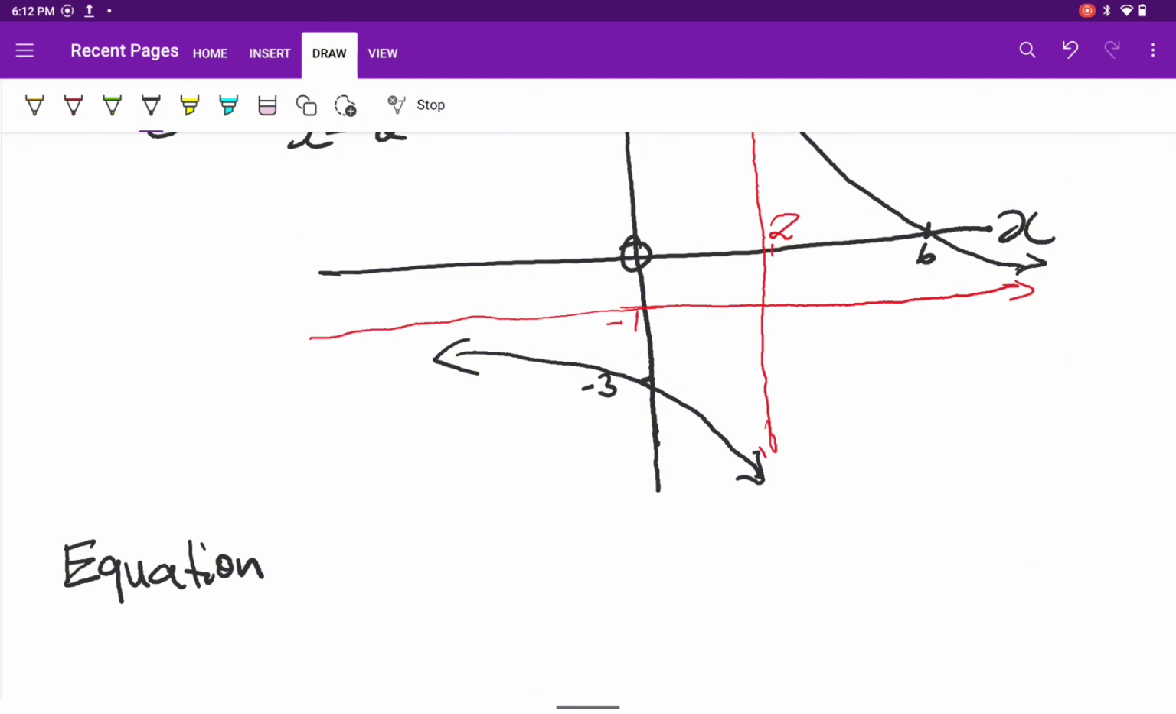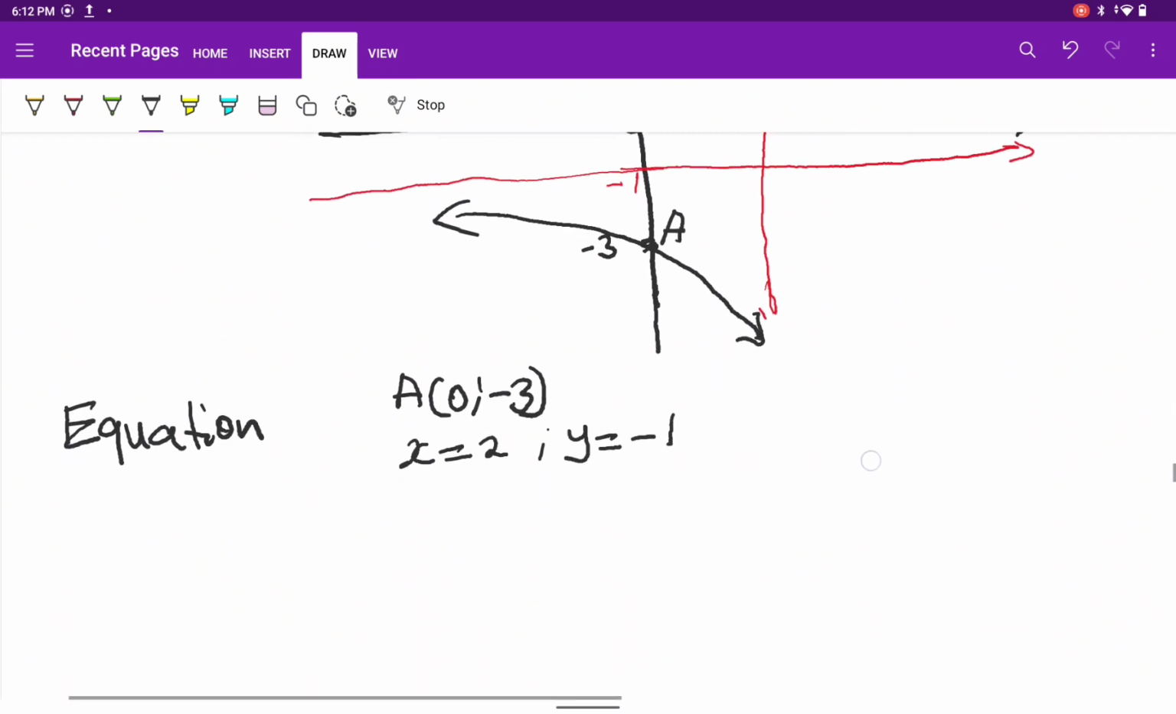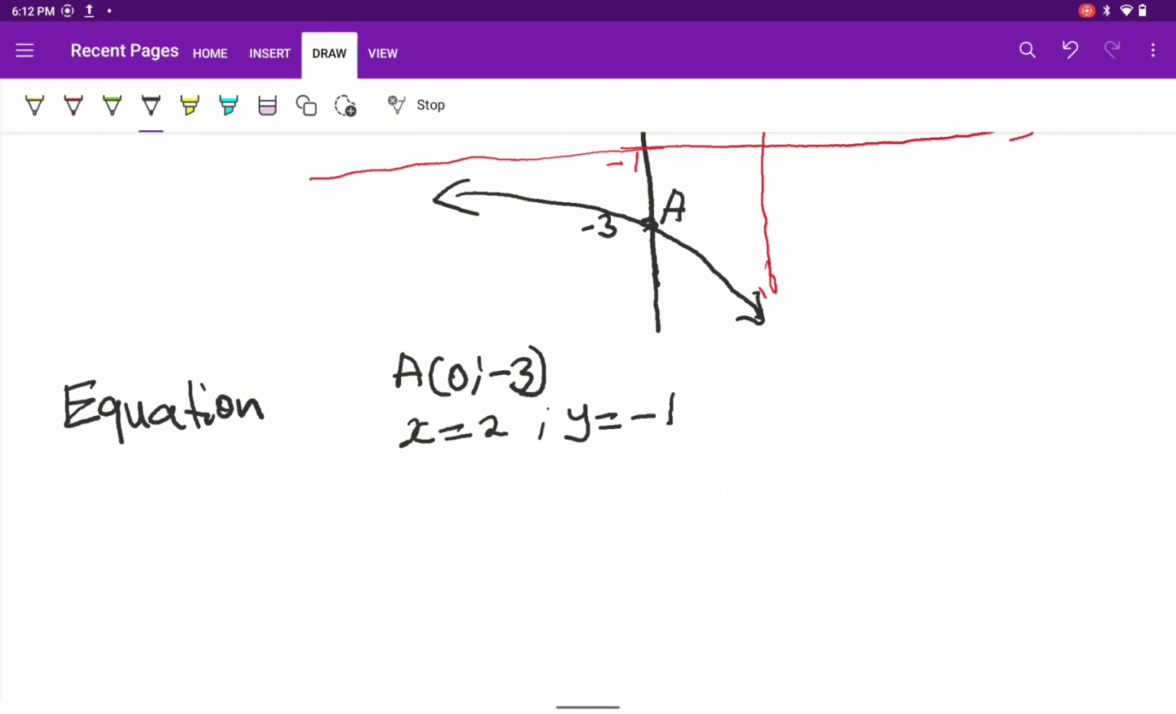So suppose we are given this asymptote and we have this point here, let's just take the point at A. Now the coordinates of A are 0 and -3. So the x value is 0 there, and the y value is -3. So we know we have our asymptote at x equals 2 and y equals -1. Right, so with this we can calculate our equation.